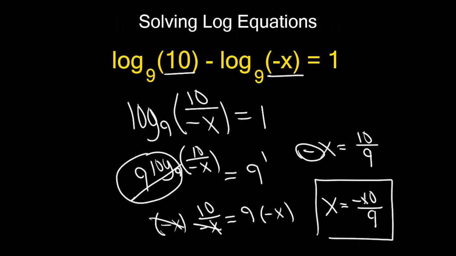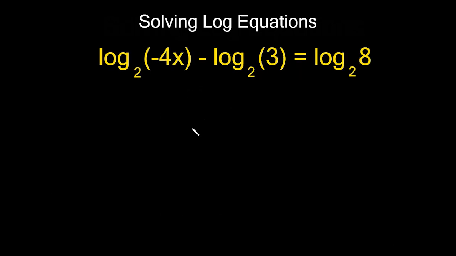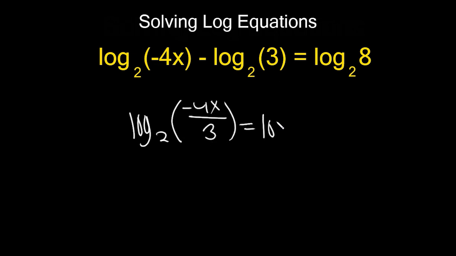All right, let's try another example. So here's our next example. Same thing, we have the same base right here. We have a base of 2, a base of 2, and a base of 2 on the right-hand side. And I'm doing subtraction, meaning I can use division here to condense it down. So I'm going to say log base 2 of, and then going left to right, I have negative 4x over 3, all equal to log base 2 of 8.